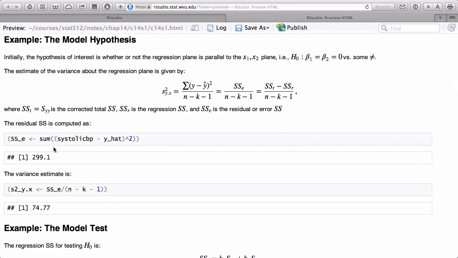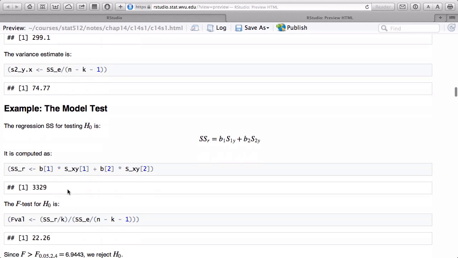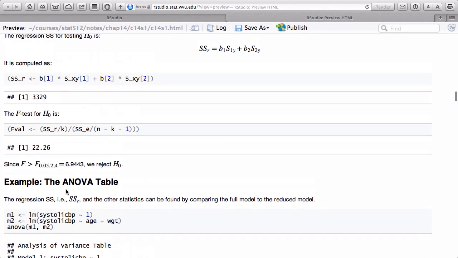So if I take SSE, it is simply the sum of the y minus y hat squared. I sum up the y minus y hat, that's the sum of squares about the regression line. And then if I divide that by n minus k minus 1, I get that the variance about the regression line is 74.77. That's all we need.